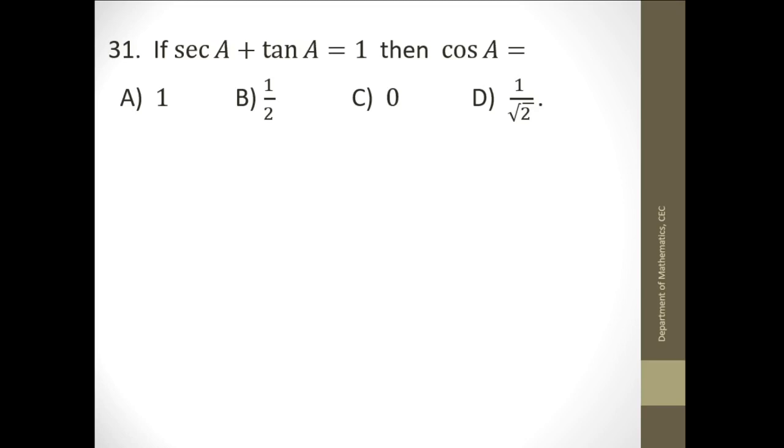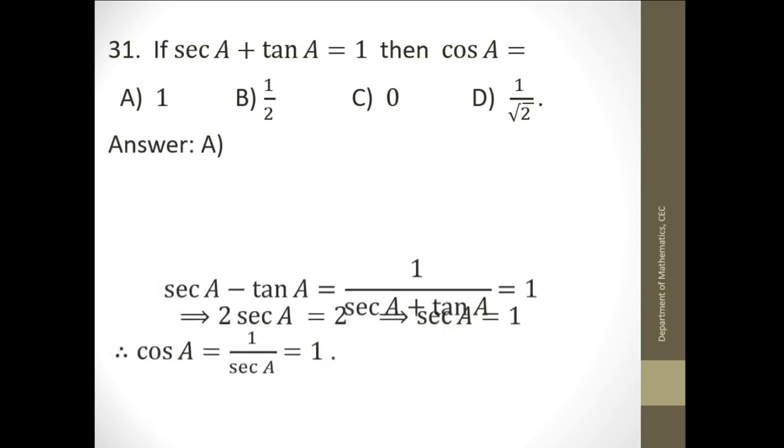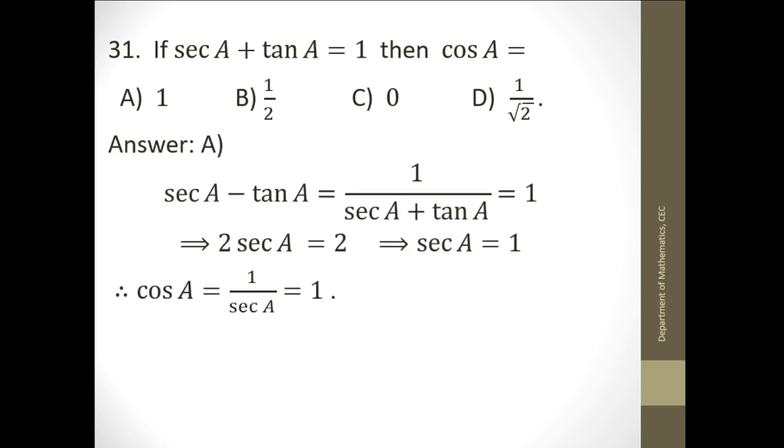Secant A minus tan A is 1. By adding, 2 secant A is 1 plus 1, 2. 2 secant A is 2. Secant A is 1. Reciprocal of secant A is cos A. So, cos A is also 1. Answer is A. See this. Secant A minus tan A is reciprocal of secant A plus tan A. Therefore, 1 by 1. That is 1.